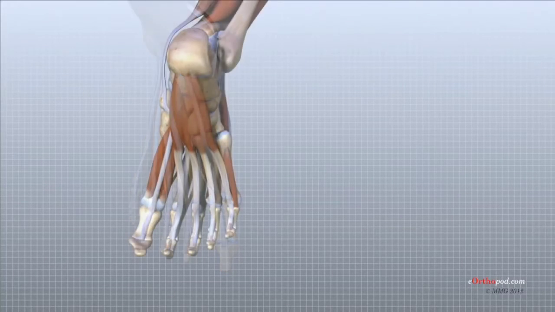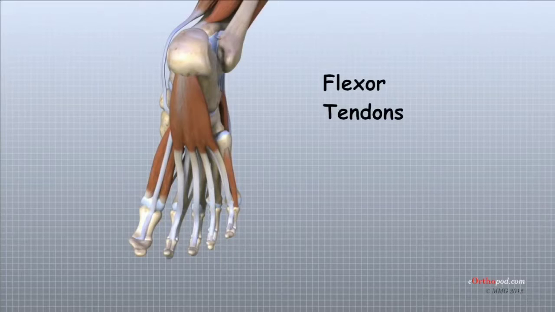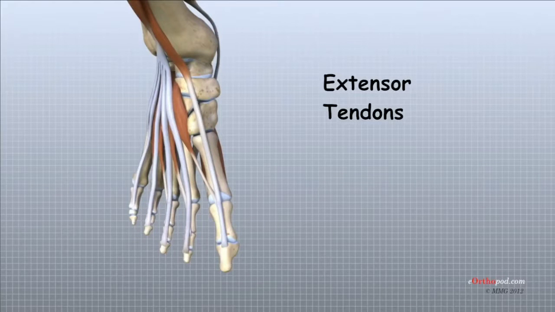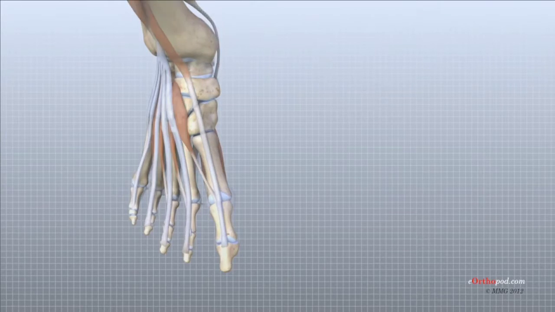The tendons that flex the toes are called the flexor tendons. There are 2 flexor tendons on the undersurface of each toe. The tendons that extend the toes are called the extensor tendons. There are 2 extensor tendons on the top surface of each toe.